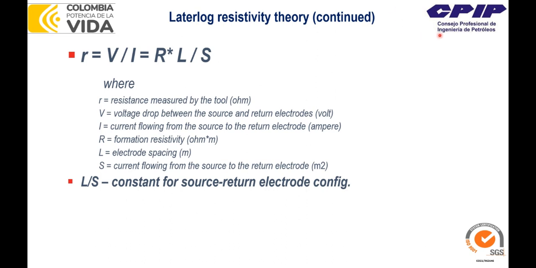So in these slides, you see the formula R = V / I = R_t × L / S, where, as we already know, R is the resistance measured by the tool, V is the voltage drop between the source and return electrodes, I is the current flowing from the source to the return electrode measured in amperes, R_t is the formation resistivity in ohm-meters, and L is the electrode spacing in meters. S is the area the current flows through, in square meters. These parameters describe the geometry, which we need in order to calculate resistivity from the resistance. Okay, and L divided by S is the constant for the source-return electrode configuration.